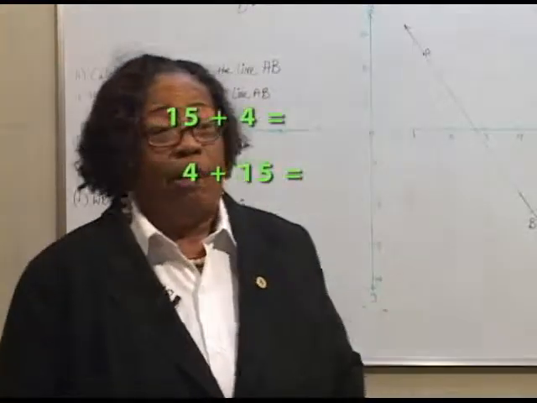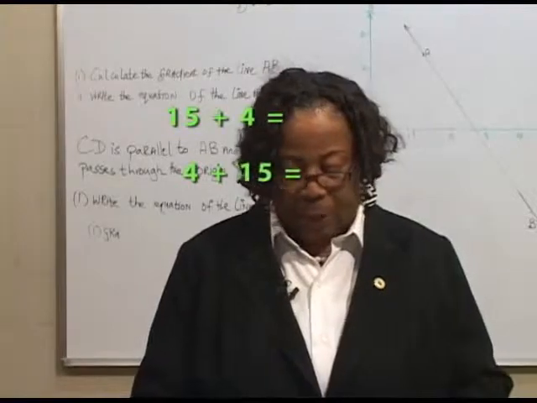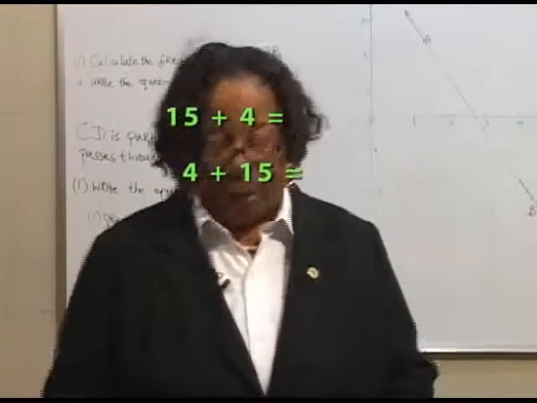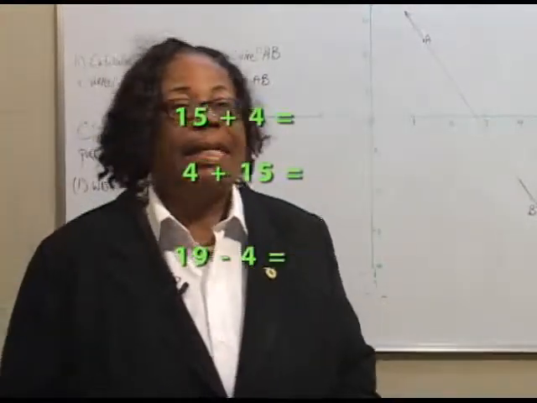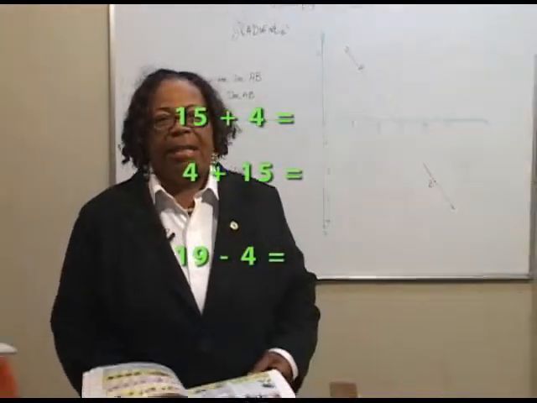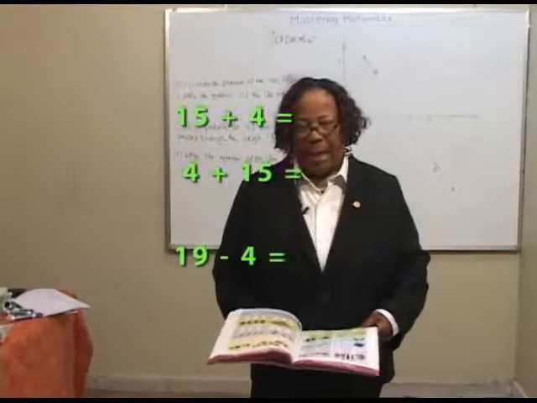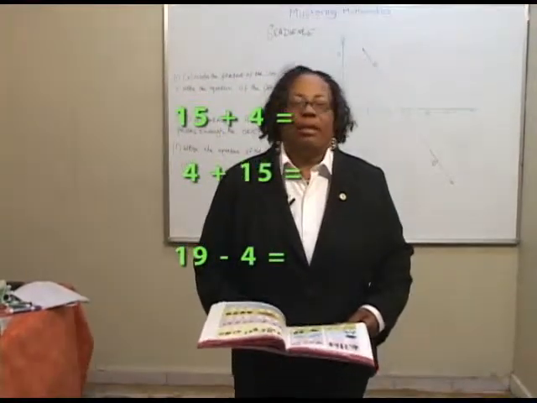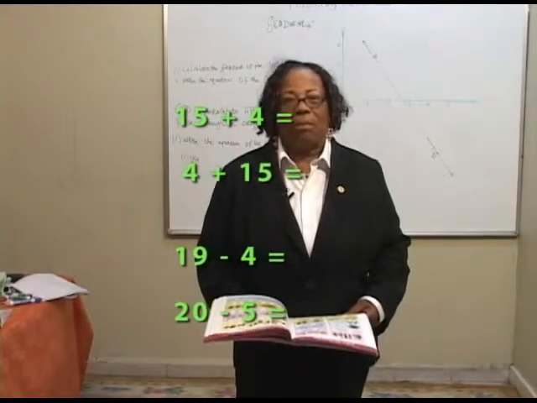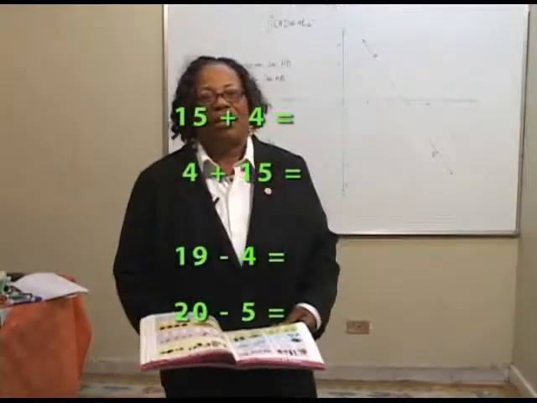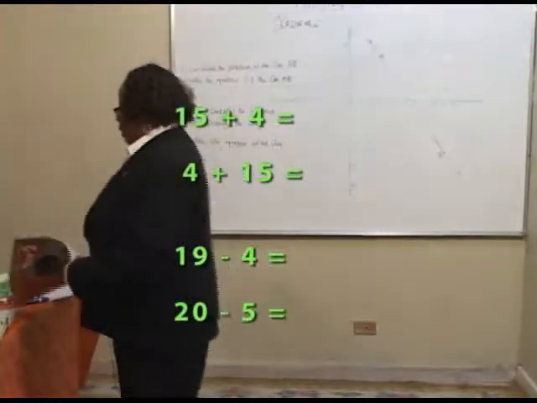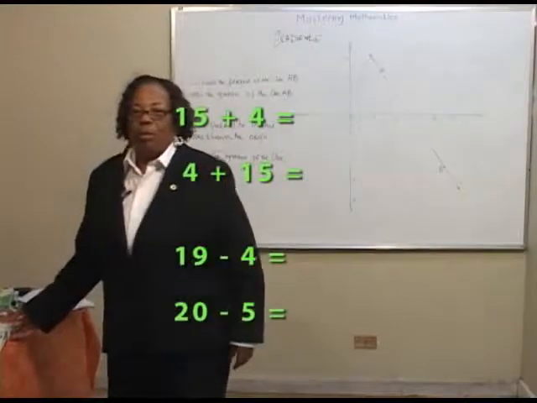After that, because I'm going to leave you quietly to work, you're going to be doing 2 subtractions for me also. You will be subtracting 19 minus 4, and 20 minus 5. So while the other people are getting ready and prepared for something else, you will be doing that.